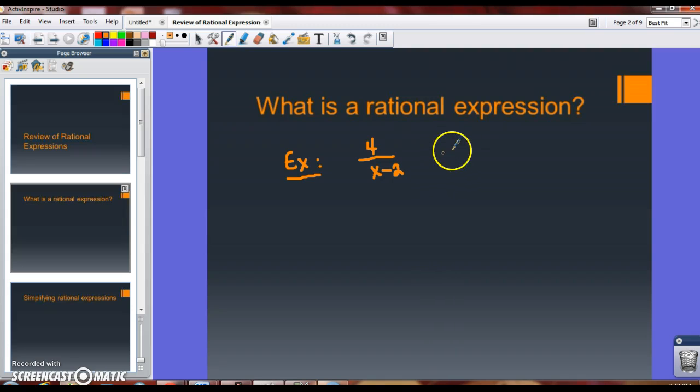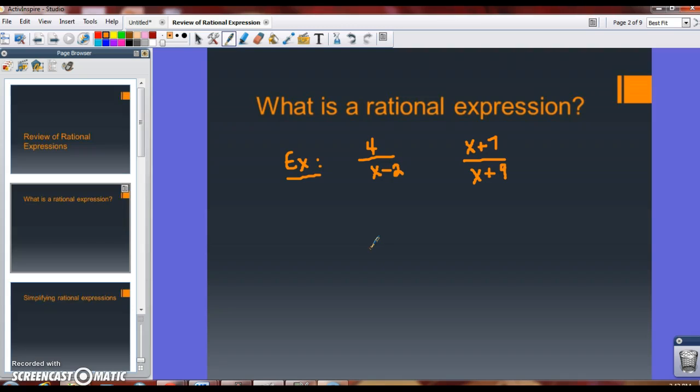Sometimes you'll have x or any variable in both the numerator and the denominator. Sometimes they'll be binomials, sometimes they'll be monomials, sometimes they will be trinomials. So those are just a few different examples of what rational expressions are.